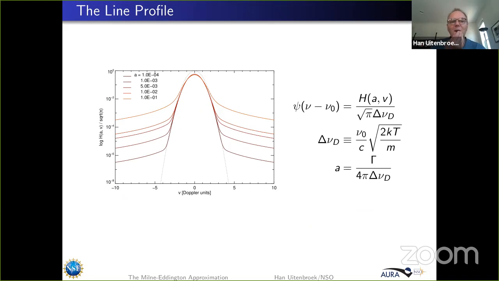So let us talk a little bit about the line profile. For spectral lines, it goes a little too far to talk about the theory of why spectral lines are not delta functions of wavelength. They are really broadened. The very first reason is that their lifetimes are finite.